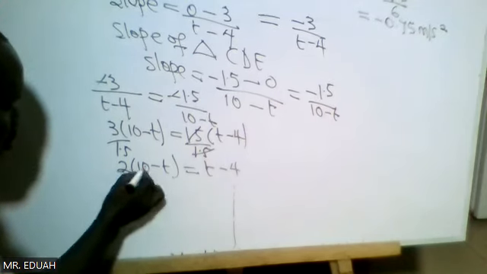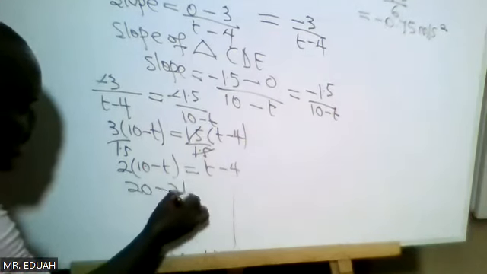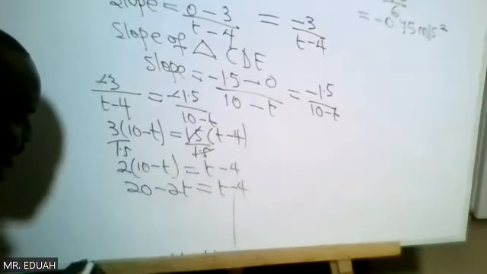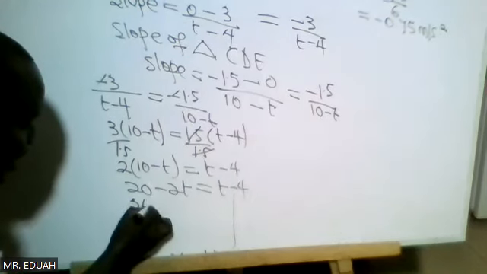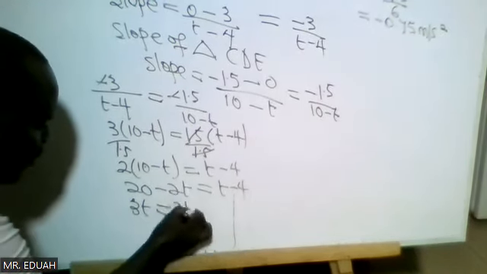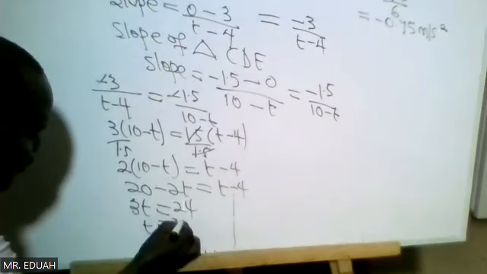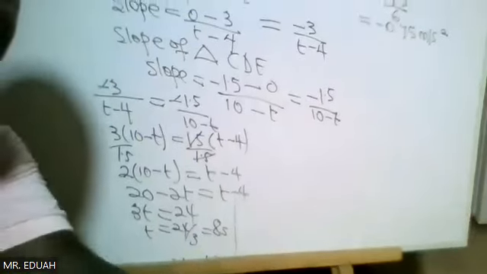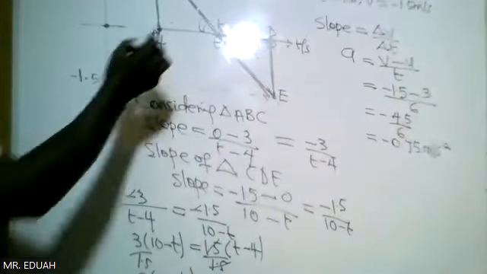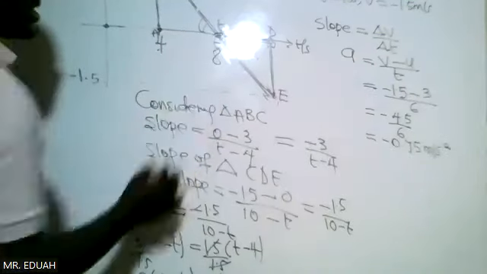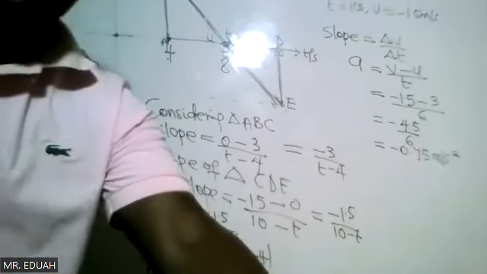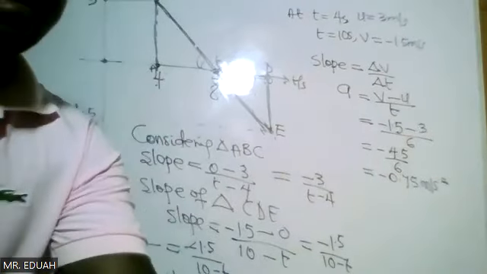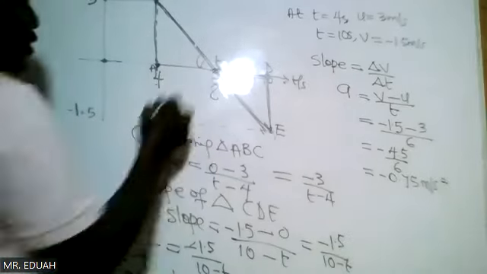Okay, so 20 minus 2t is equal to t minus 4. When you group items, you have 3t equal to 24. Therefore, t is equal to 24 over 3, which is 8 seconds. So what it means is that the time at this point is equal to 8.